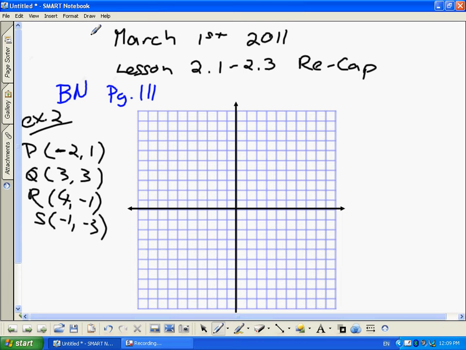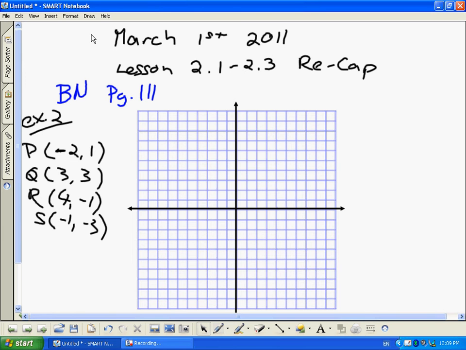So the question says, verify that the diagonals of the parallelogram with vertices P, Q, R, S, I've written the points on the board, bisect each other. So all we have to do technically in this question is show they bisect. We're going to go a little more in depth.